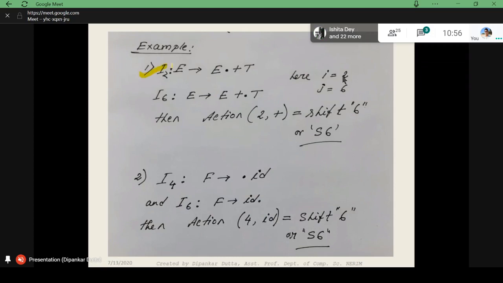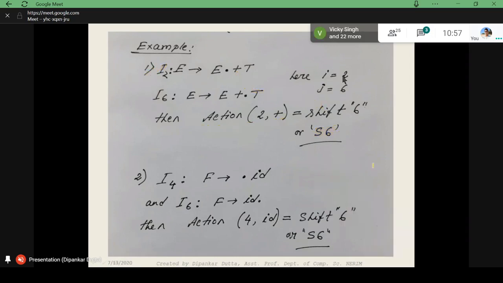We have already discussed this example. In I2, E dot plus T is available, and in I6, E plus dot T is available. That is why we have written action 2 plus. In 2, the plus symbol is the input and the output is shift 6, or you can write S6. You can write shift 6 or S6. And remember, shift is associated with the terminal symbol. And this is another example we have already discussed.